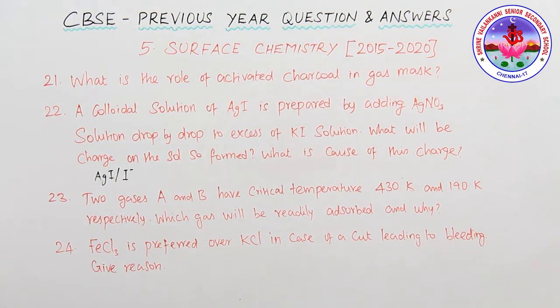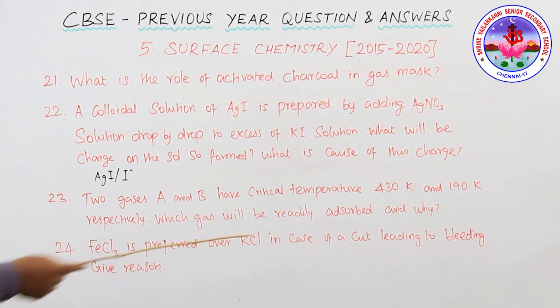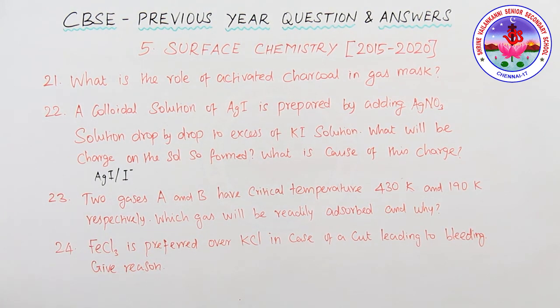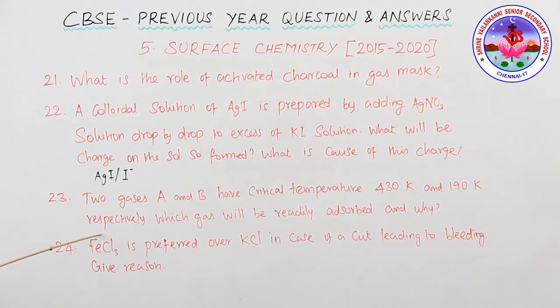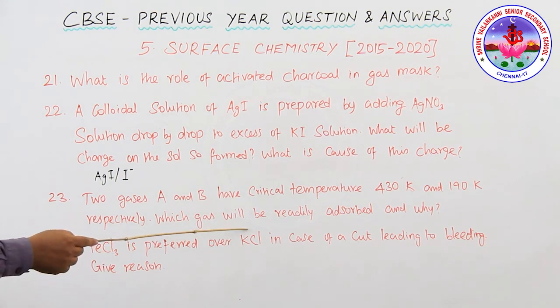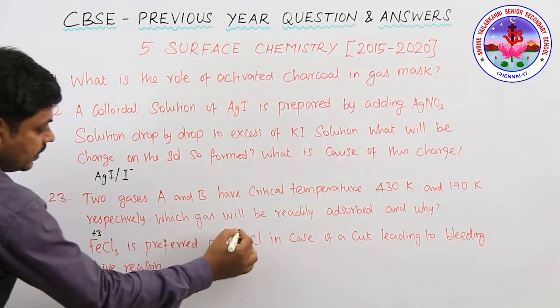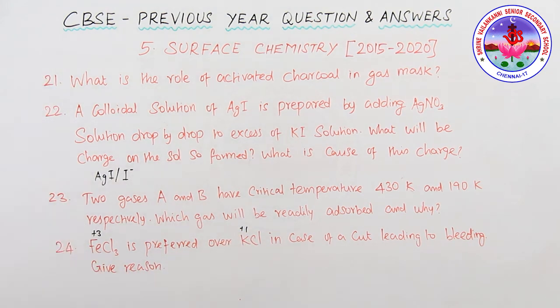Okay. Then FeCl3. Ferric chloride is preferred over KCl, potassium chloride, in case of a cut leading to bleeding. Give reason. Here the answer is Fe3+ ion. The ion has a +3 state. Fe3+ ion has a higher charge than the potassium ion. Here potassium is +1 and iron is +3. So which has the higher charge?